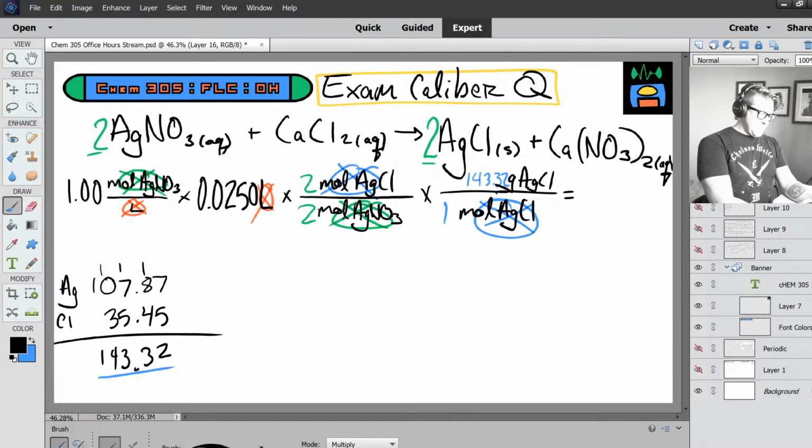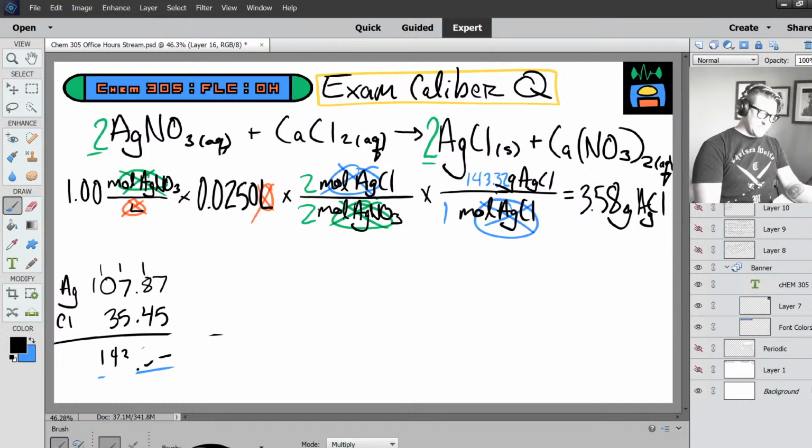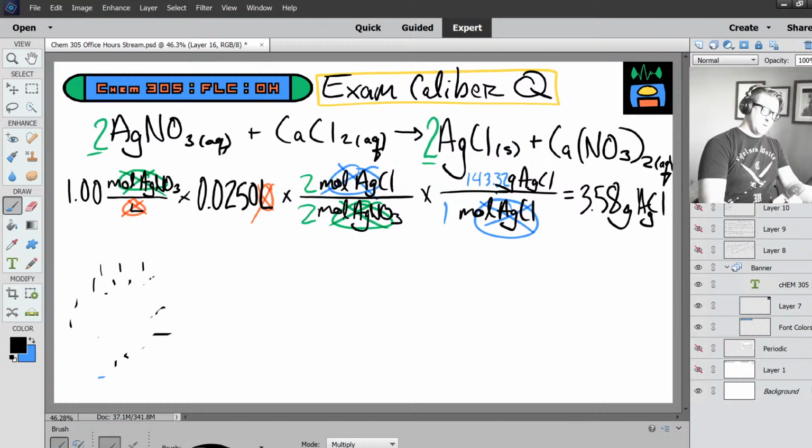So we have 1 times 0.025 times 2 divided by 2 times 143.32. Gives us, and we can keep 3 sig figs, 3.58 grams of precipitate. All right. Now we don't know if this is our answer. We need to calculate with our starting quantity of our other reactant and see which is smaller.